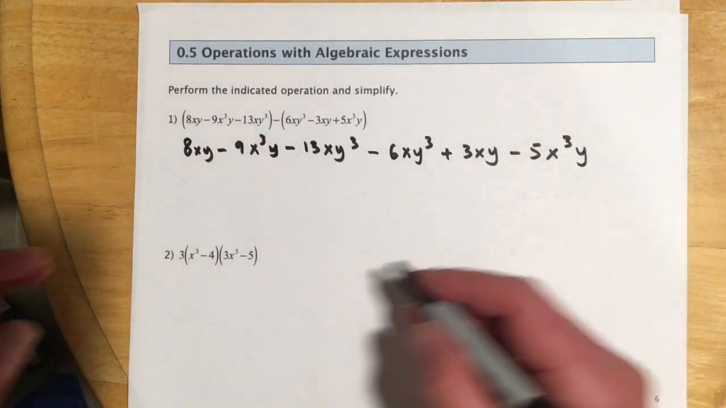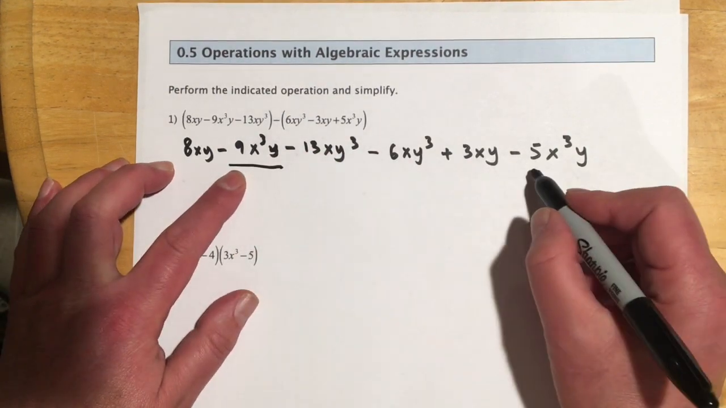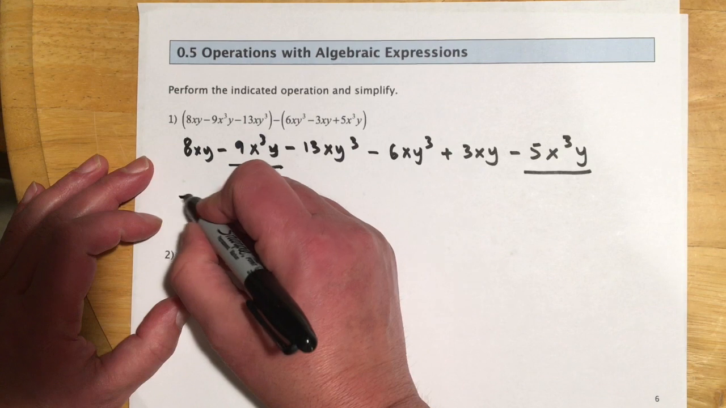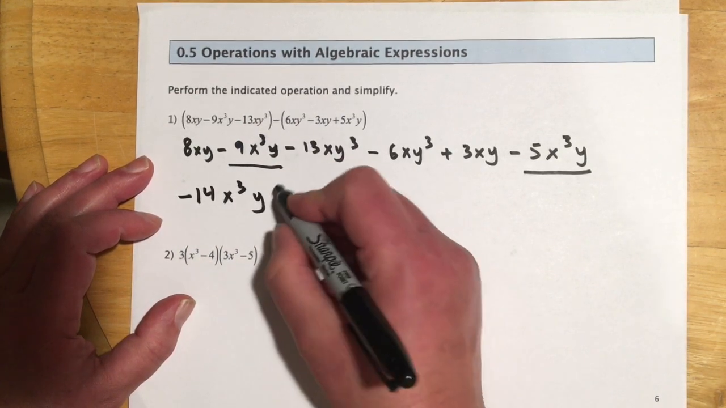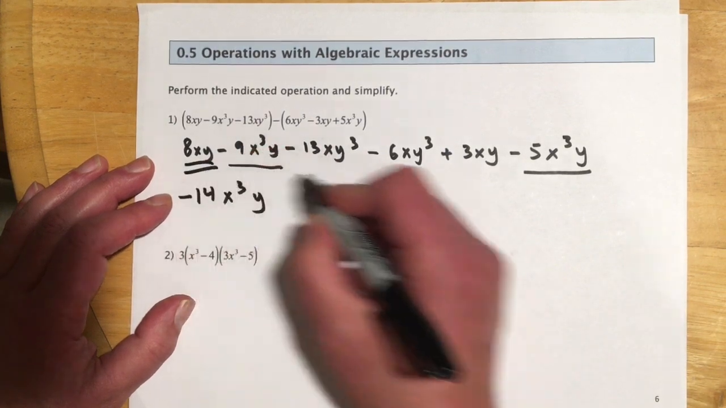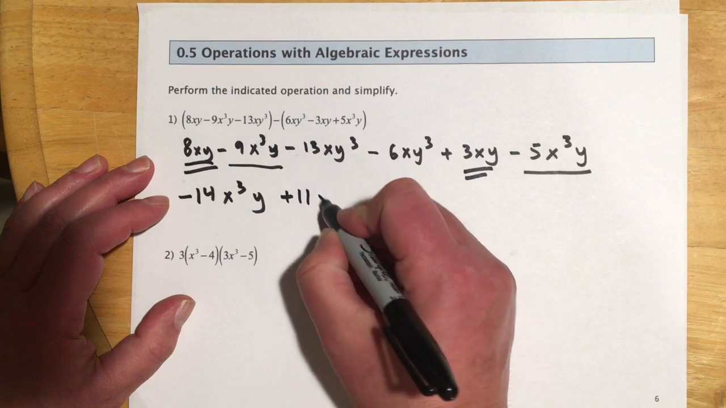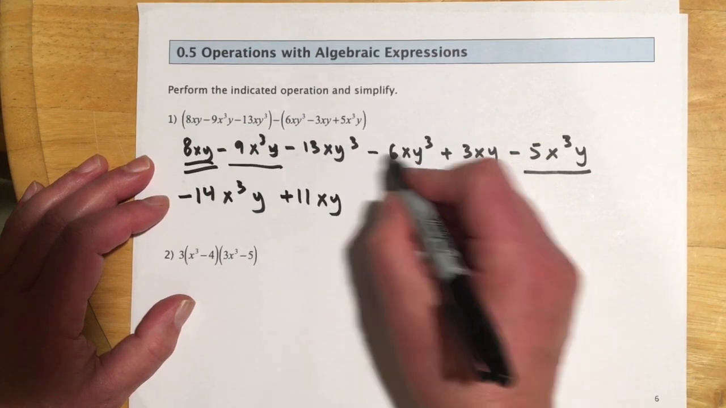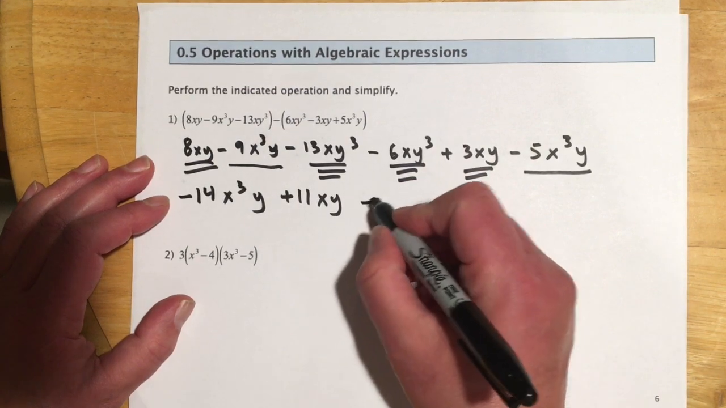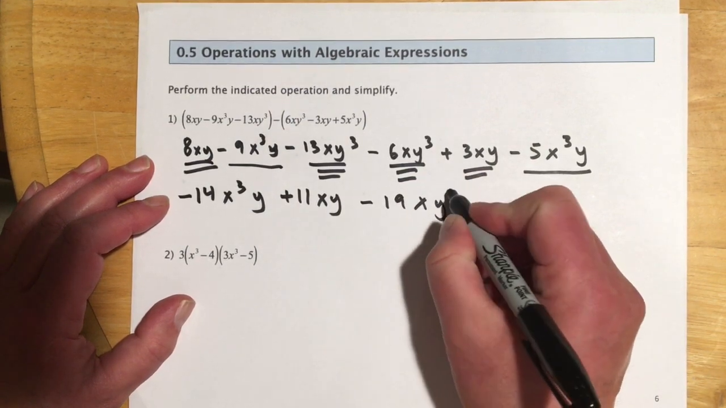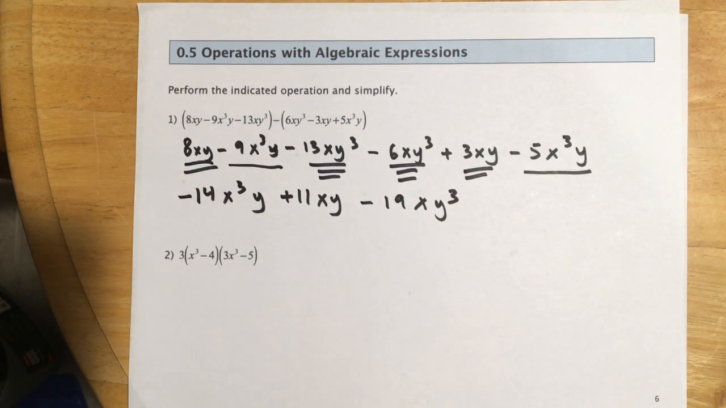And then we'll just match up the like terms. So for x cubes, I have right here and right here, minus 14x cubed y. And then xy, xy, so 8 and 3 makes 11 xy's. And then the y cubes, down 13, down 6 will be down 19xy cubed. And no other like terms, so we can't go any further than that.